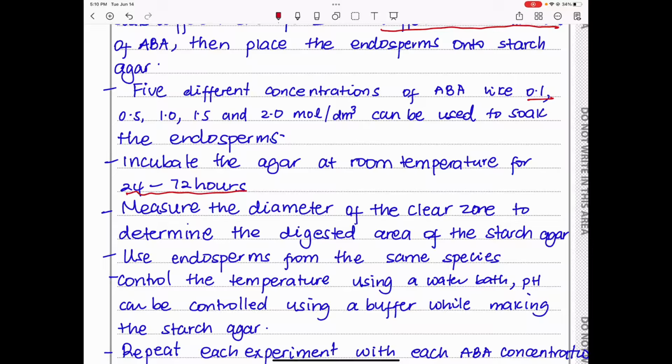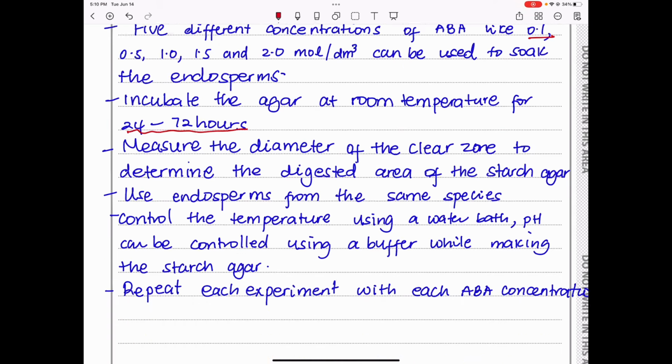And then we will use endosperms from the same species to make sure the biotic factors are controlled. Same species, same age, and everything the same. And then we'll control the temperature using a water bath and control pH using a buffer. And we have to control the starch present within the agar so that we do not have so many variations.